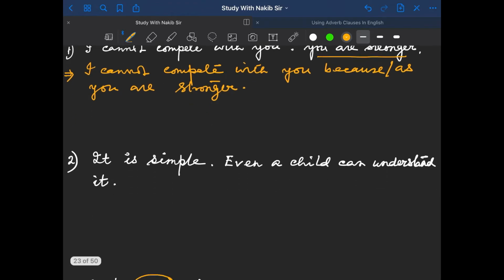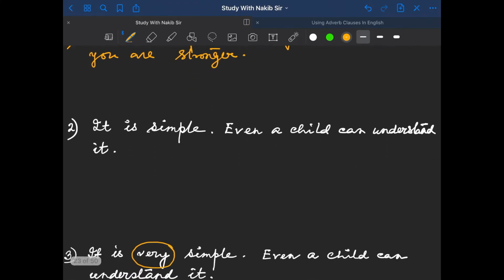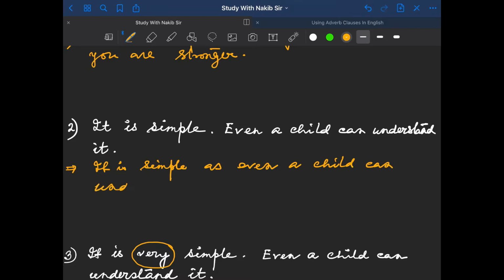Okay, next sentence. It is simple, even a child can understand it. See, how do you understand that it is simple? Because even a child can understand it. That is the cause. It is simple as, or because, even a child can understand it. It is simple as even a child can understand it. It is simple because even a child can understand it.